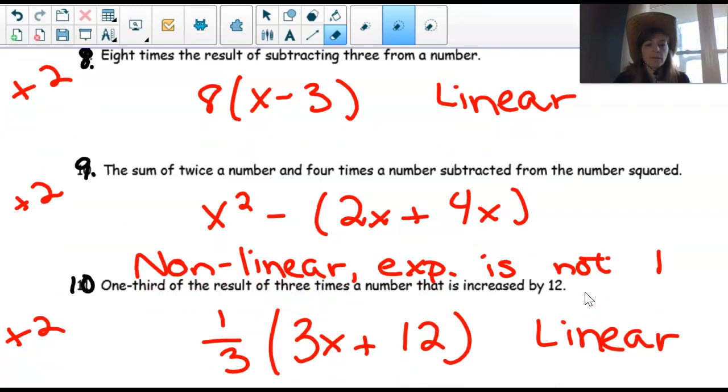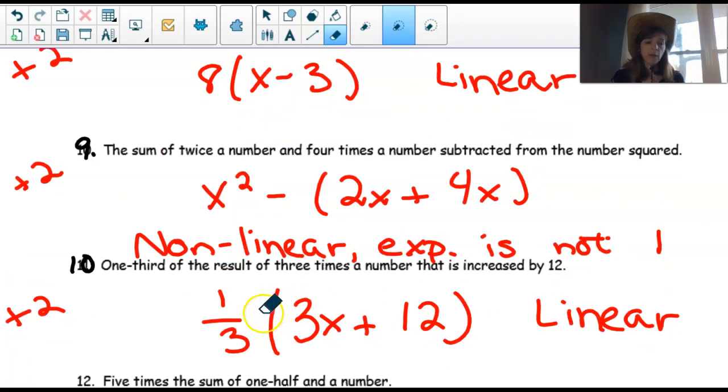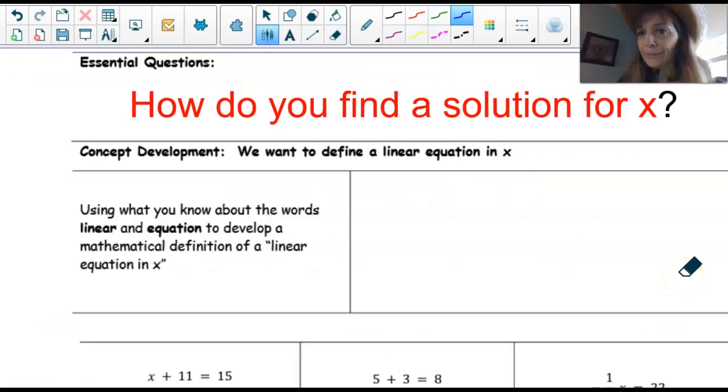There's 8, 9, 10. Go ahead and look at those. These are coming straight out of your Eureka book. This is exactly what I would be giving you if we were in the regular classroom together. Go ahead and email me with any questions you may have. If you have no questions, we're moving on. And here we go.